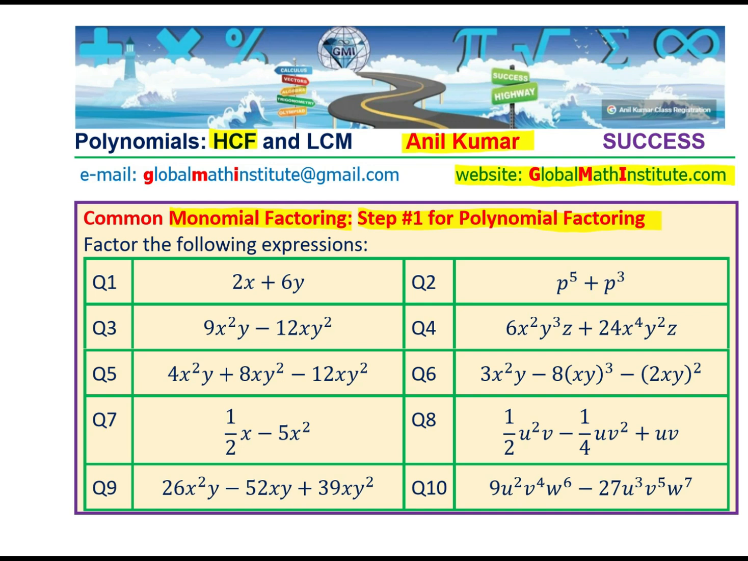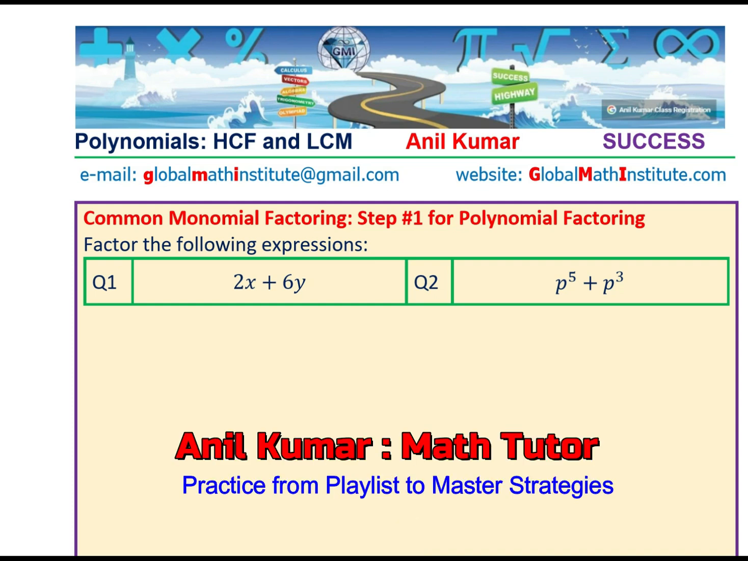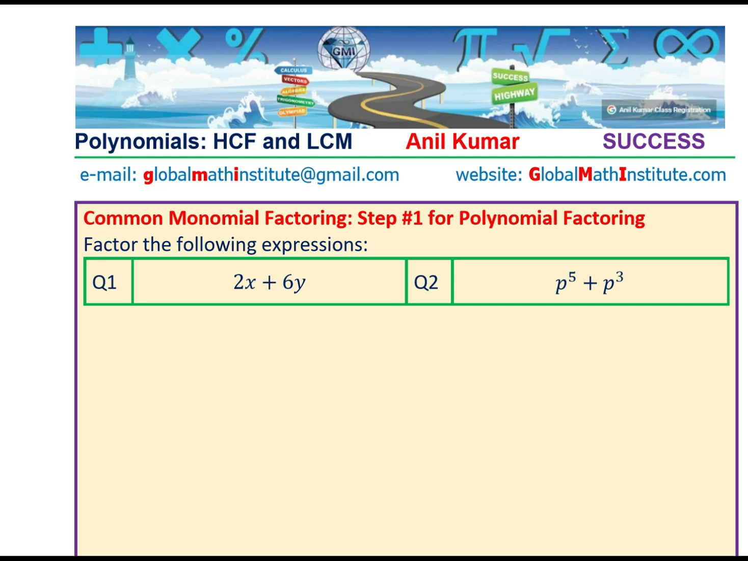Great. Now, let's begin with them one by one. The very first one is 2x plus 6y. What is common between the two? First, you check the numbers. So between 2 and 6, we have 2x plus 6y, right?